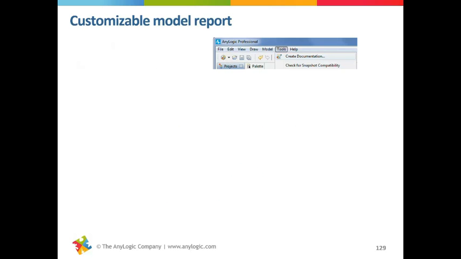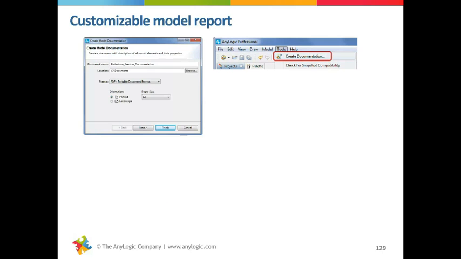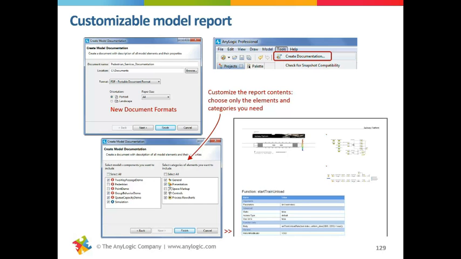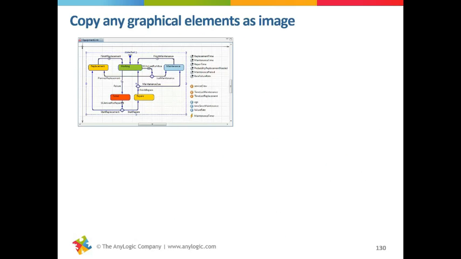You can create a customizable model report by selecting the model from the project view and choosing Tools and Create Documentation. You can choose to only include certain report elements, such as presentation, space markup, or controls, and a PDF is created. Any graphical element can be captured as an image for use in external applications such as Word.